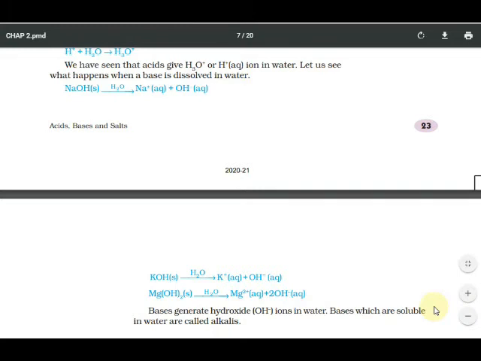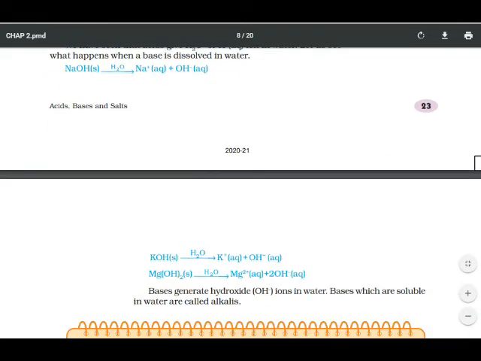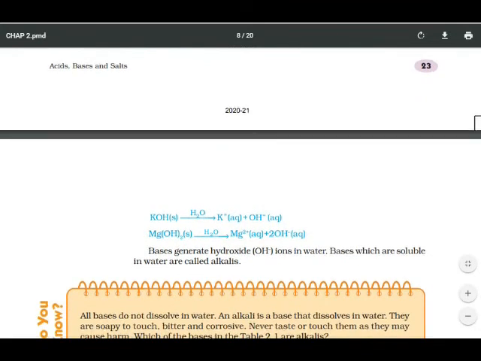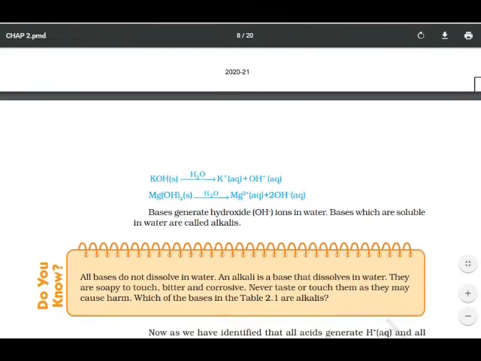Bases which are soluble in water are called alkalis. And on dissolving, what do they produce? OH minus ions in water. And what do acids produce on dissolving in water? H plus ions. Understood? This much we have to see, but by taking an activity the concept will be cleared.